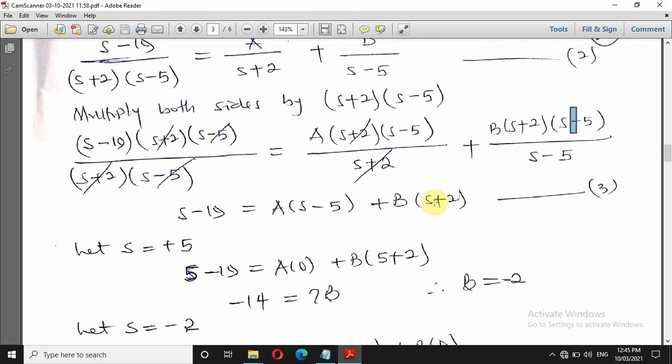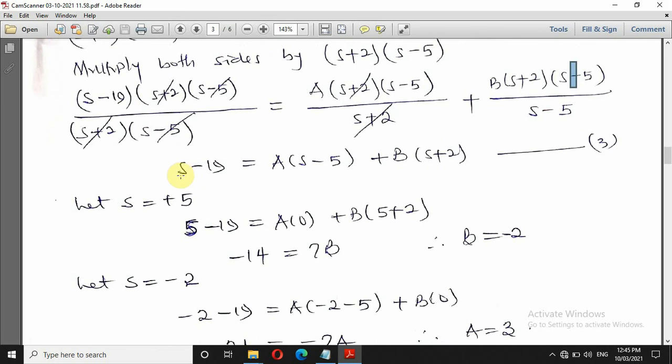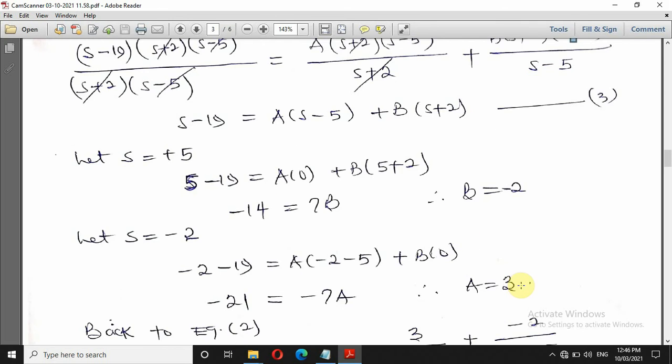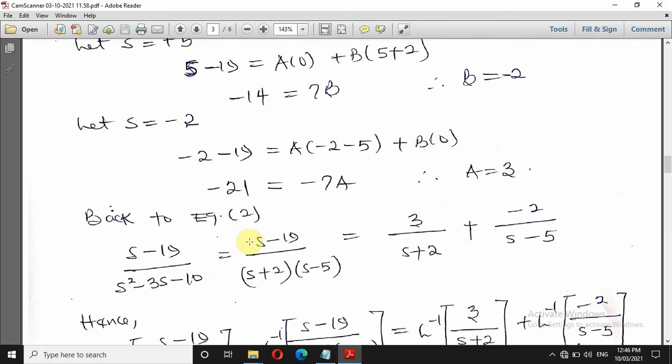We proceed again and find the other constant. This time, we need to set this one to be 0. So how do we set this one to 0 now? That is if x is minus 2, this one will definitely go. So you put minus 2 here. That will be minus 2 minus 19 equals a into bracket minus 2 minus 5 plus b into bracket minus 2 plus 2. So this one will go. So then from here, you can find your a to be what? To be 3. So let's return it back to the fraction.